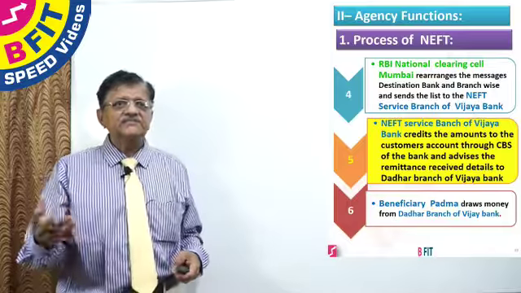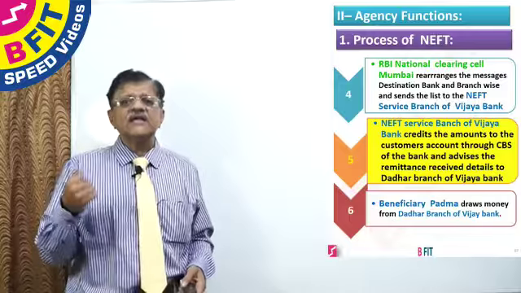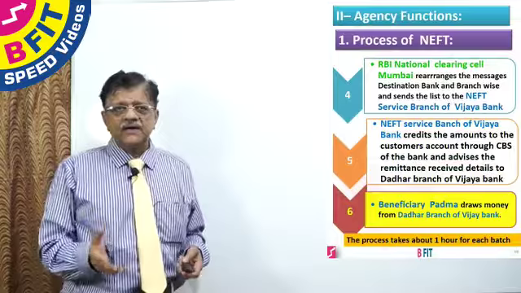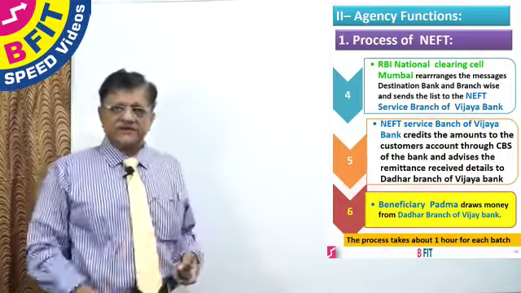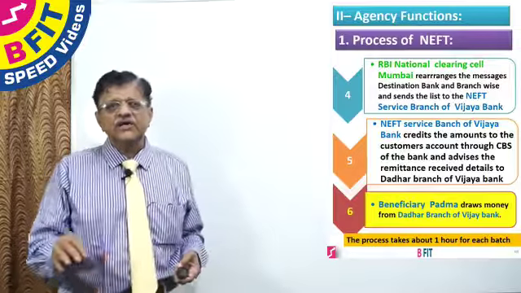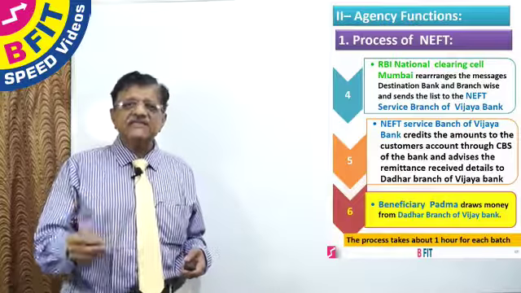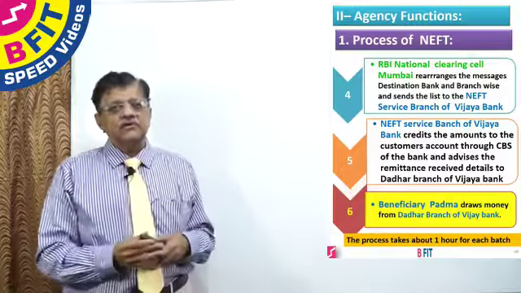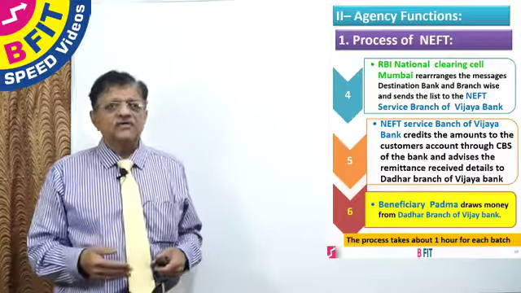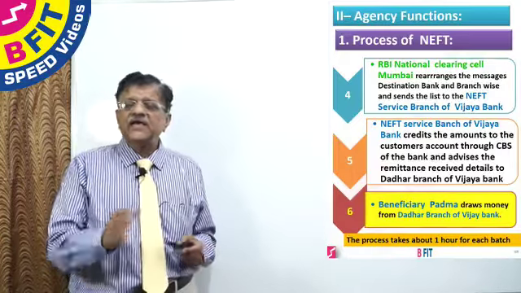Here the beneficiary is Padma, and Padma's account number is available, and it is credited to the account through core banking solution, and the remittance details are advised to the Dadar branch of Vijaya Bank, because Padma has an account with that branch. The core banking solution also sends an SMS message to Padma saying through NEFT so much amount has been credited to your account. So Padma receives the message on her cell phone. She goes to the bank and draws the money. All this happens in 2 hours.